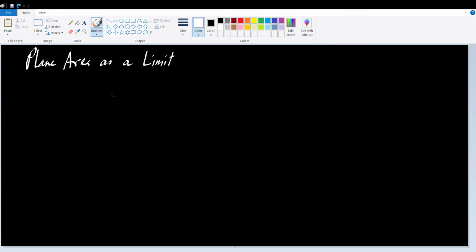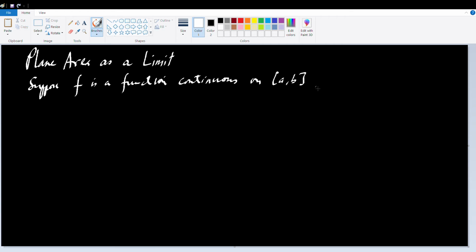Let us discuss how to find the area of a plane region using the concept of a limit. Suppose f is a function continuous on the closed interval [a, b], where f(x) is greater than or equal to 0 for x in the interval [a, b].